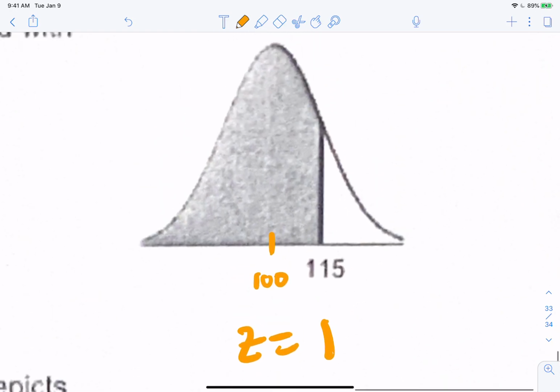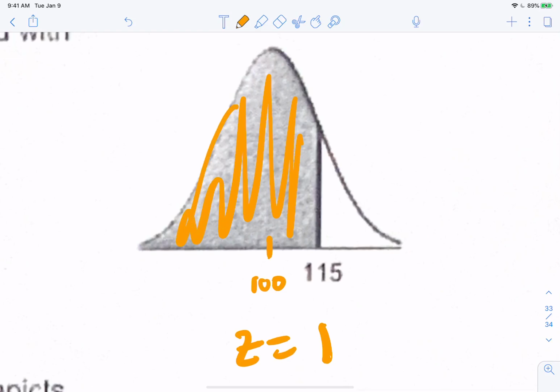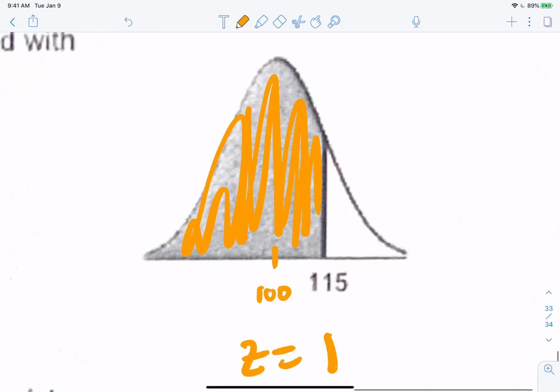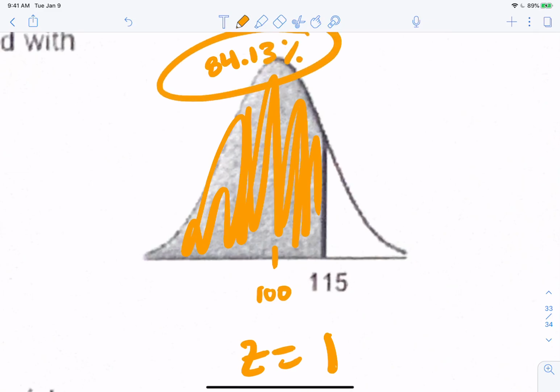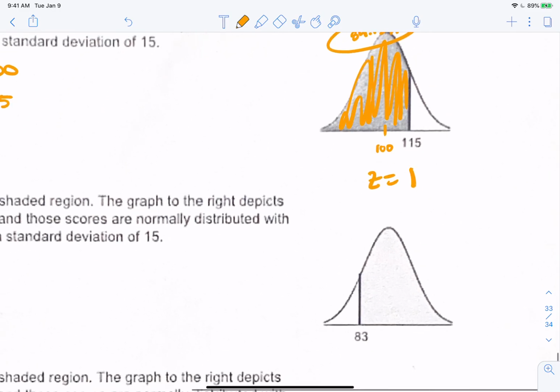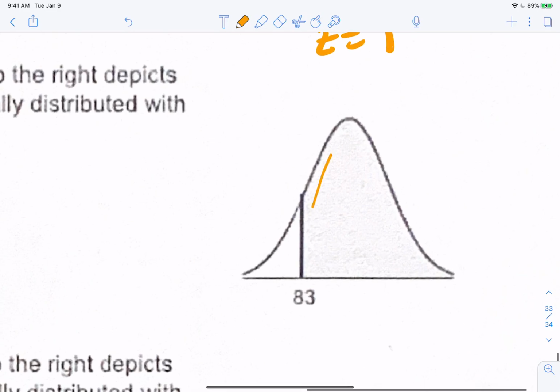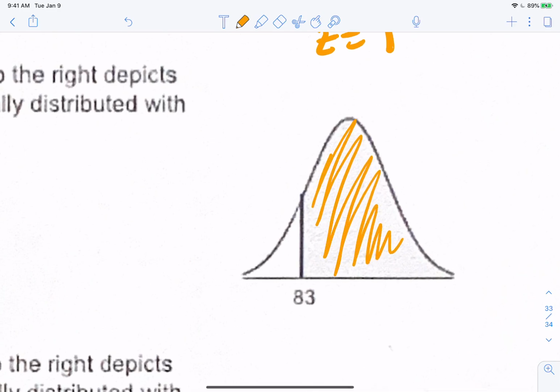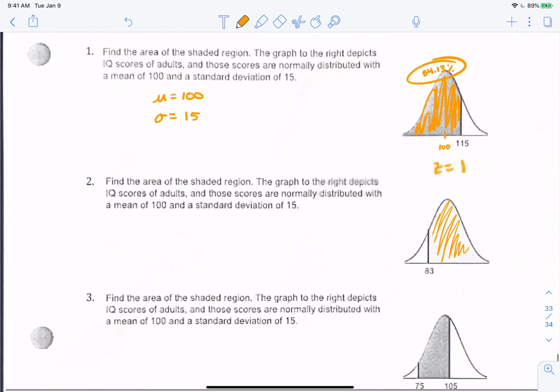They are looking for the shaded region from this point back. So, what percent is from 1 and back? If you look it up on the positive chart, it's 84.13%. Okay, good. Do you guys see which region is shaded in number 2? This one, so you're going to have to subtract. All right. Are we good to go?